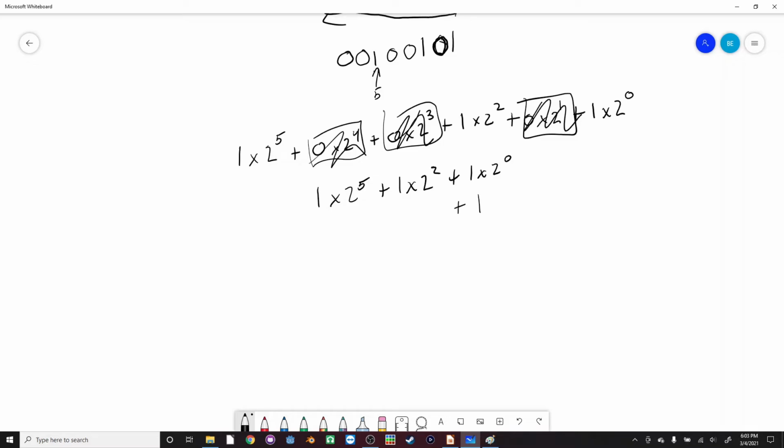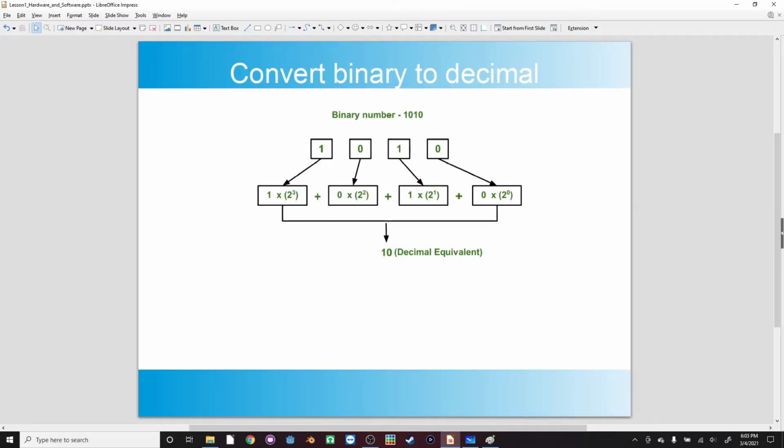2 to the 2nd power is 4. 4 times 1 is 4. 2 to the 5th power is 2, 4, 8, 16, 32. 32 times 1 is 32. 32 plus 4 is 36, plus 1 is 37. There you go. That's it. That's all you got to do.